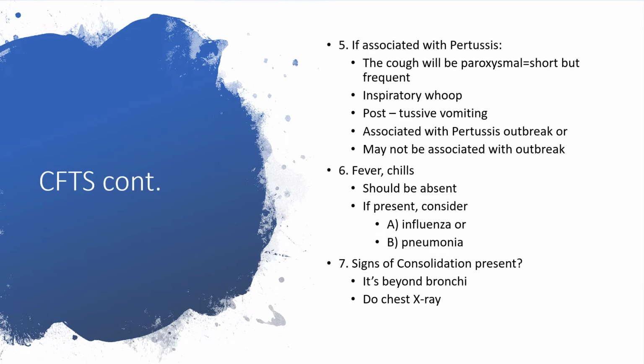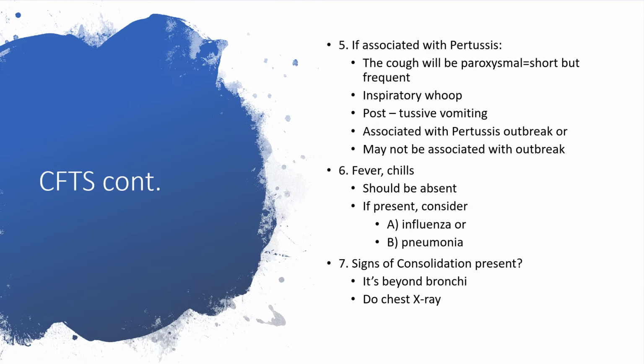Still on clinical features, if the bronchitis is associated with pertussis, the cough will be paroxysmal in nature. That is, it will be short outbursts and frequent. There will be an inspiratory whoop, and after coughing, that is post-tussive, there will be vomiting. It will be associated with a pertussis outbreak.